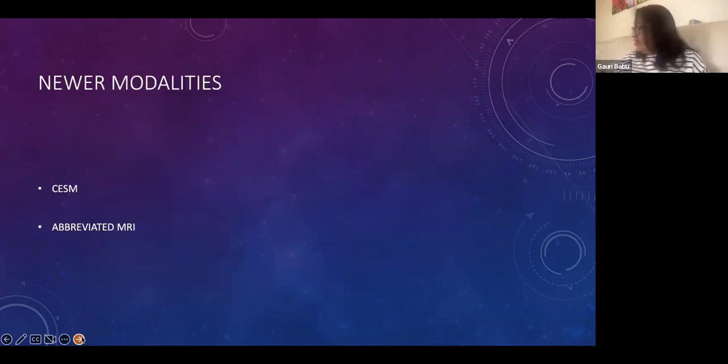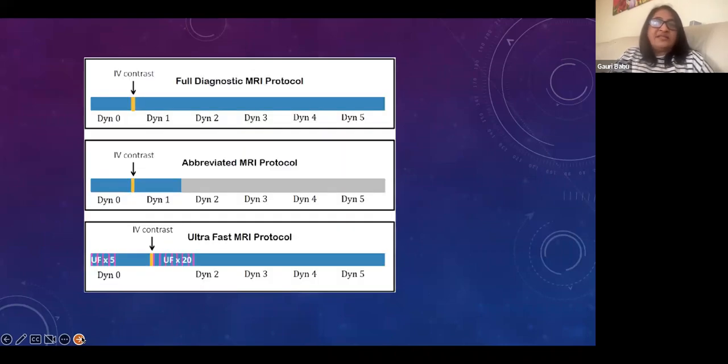A little bit about the newer modalities. Like I said, contrast enhanced spectral mammography and abbreviated MRI. Contrast enhanced spectral mammography is just coming into practice in the UK. It's basically, if somebody cannot tolerate an MR, then it's quite helpful. And also sometimes it's a lot simpler. So how does it work?